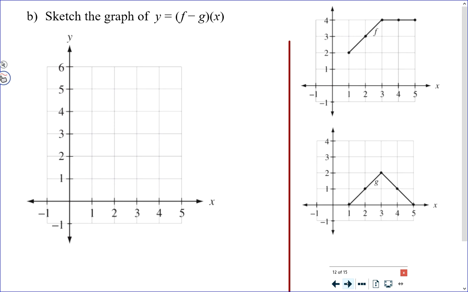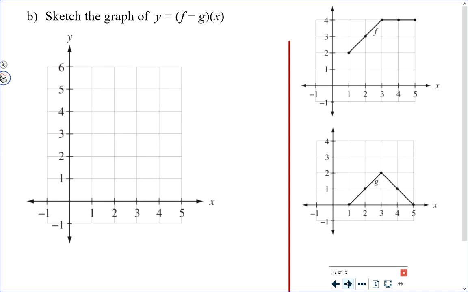Sketch the graph of f minus g. The thing that you need to be careful of here is when you add things together, the order that you add them doesn't matter. 5 plus 8 is 13. 8 plus 5 is 13. But when you're subtracting, which you are here, the order matters. For example, 5 minus 8 is negative 3. 8 minus 5 is positive 3. The order makes a difference.